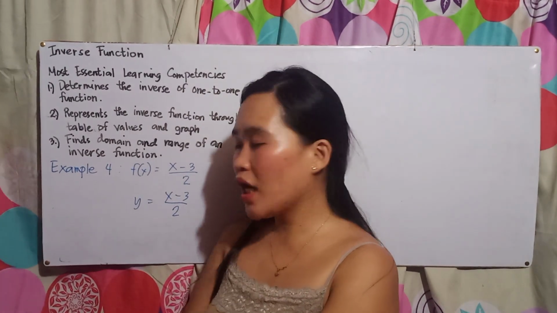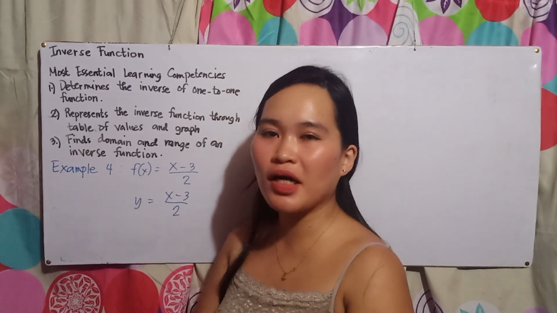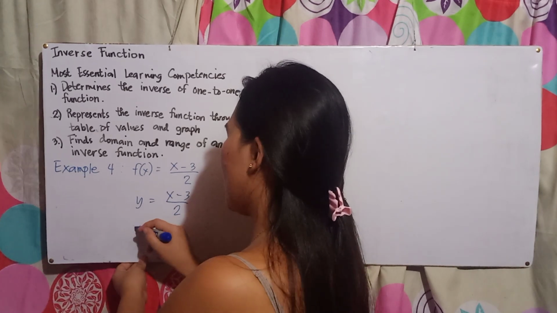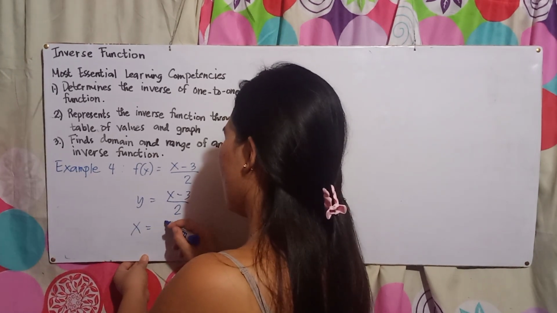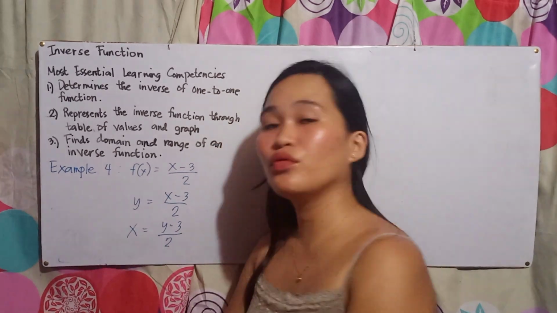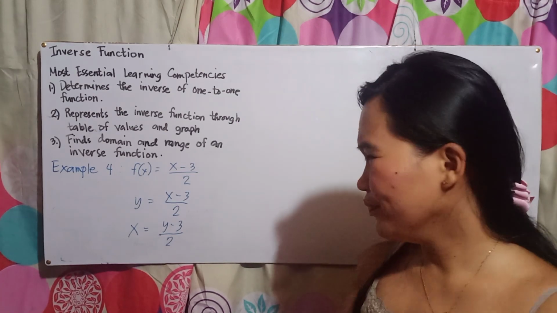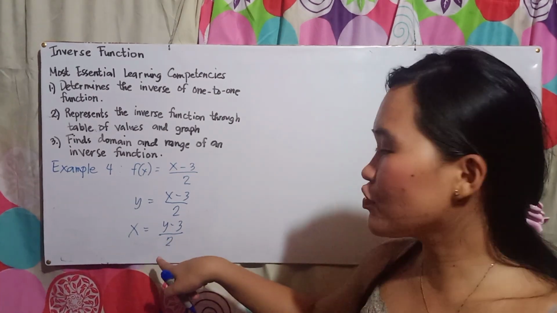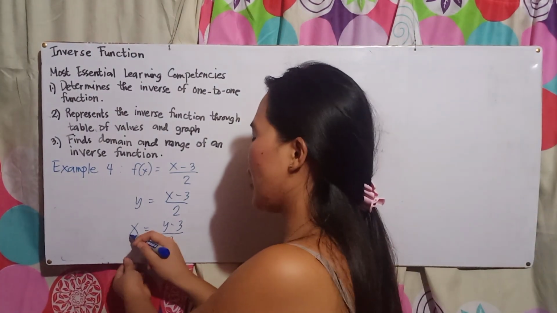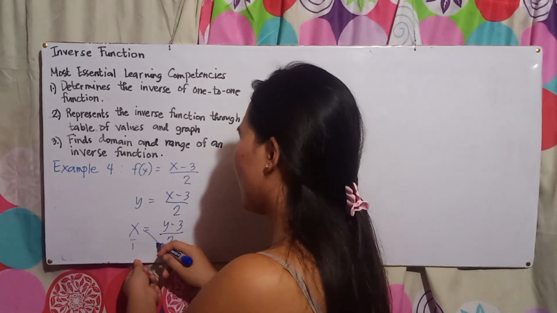Then, interchange the x and the y. So, swap the x and y. So, x equals y minus 3 over 2. Then solve for y. How to solve for y? Since x is over an invisible 1, we know to cross multiply.